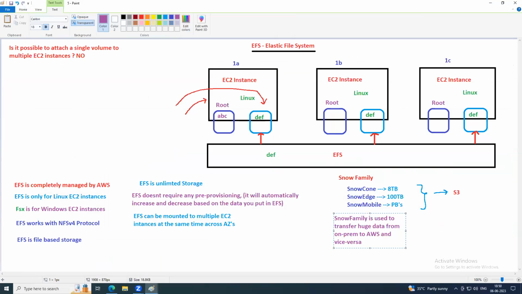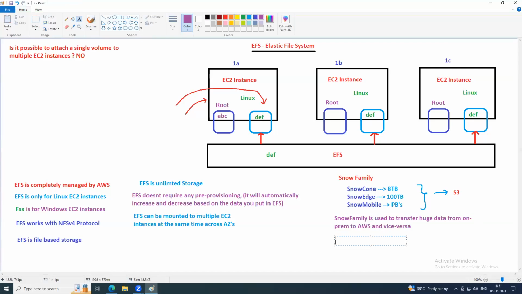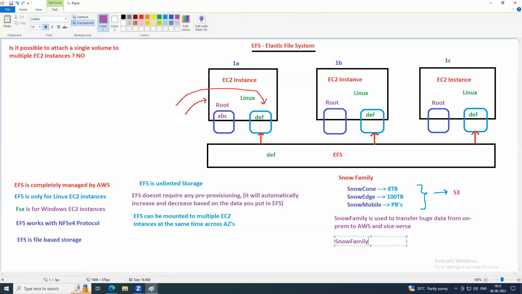How can we connect the Snowmobile to our devices in the data center using an agent? Who is going to do this transfer, the client or AWS? We have to do that. When you send this device back to AWS, you give the information online about which bucket the data has to be stored in. So AWS will transfer it. So Snow family is a physical data transfer using devices.